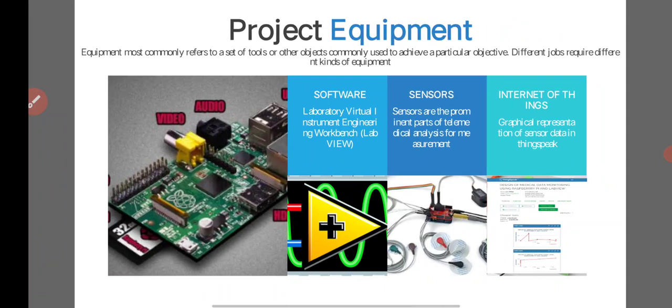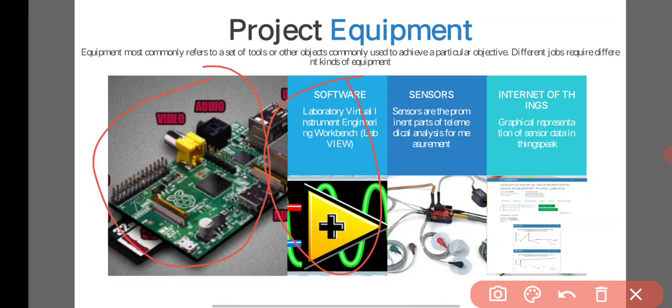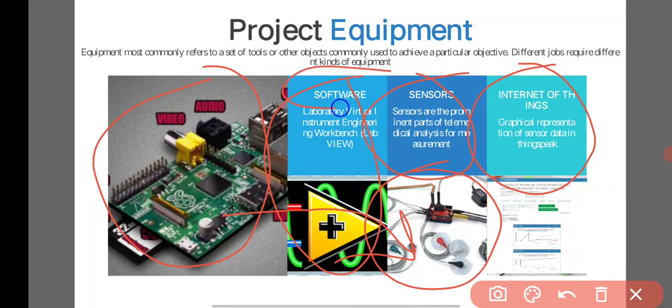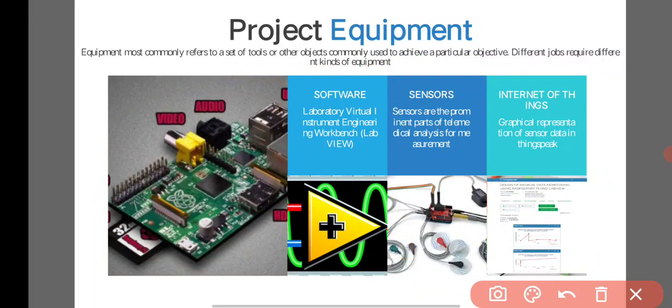Then comes the project equipment, and how this project is helpful. First, the software required is LabVIEW. The hardware requirement is Raspberry Pi. Then the data is processed by different sensors, so sensor analysis, then the Internet of Things. These three important things make my project much more easily displayable to the patient as well as to the doctor, who are staying remotely.